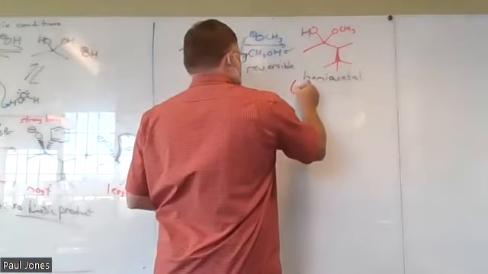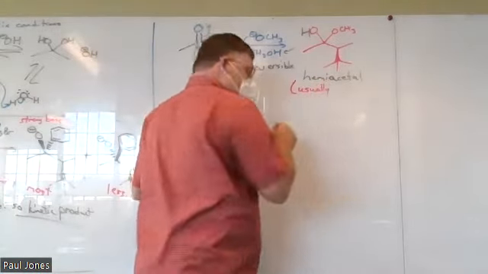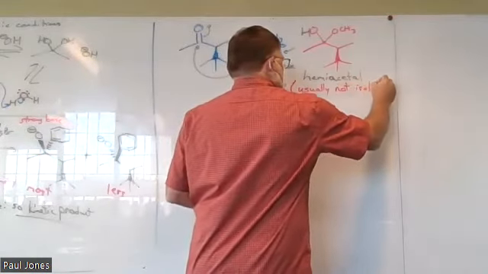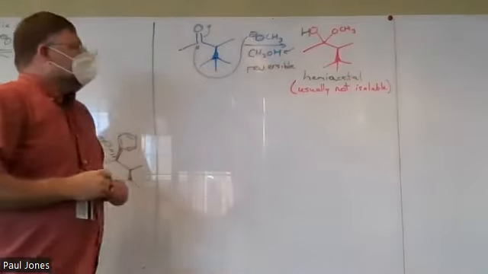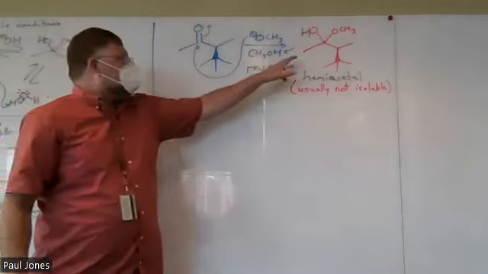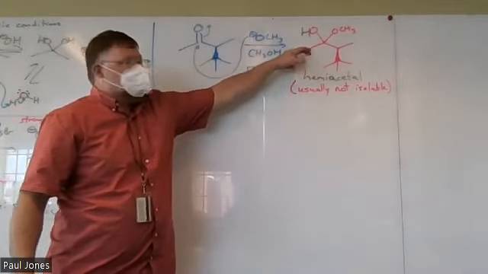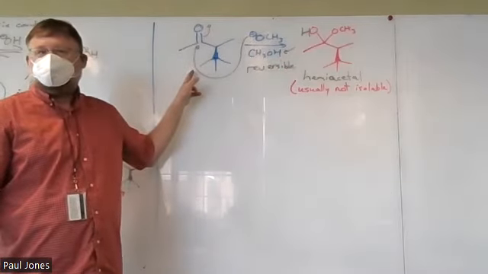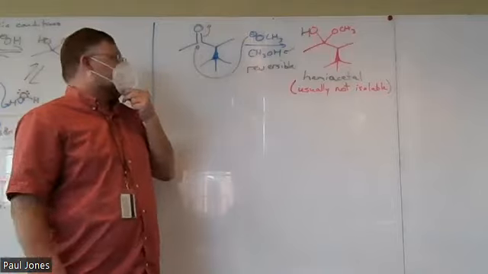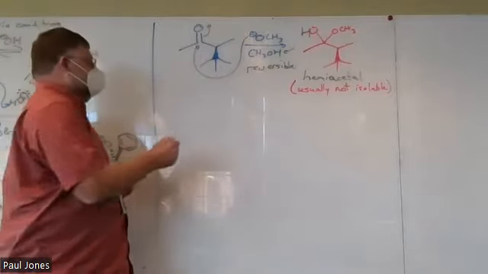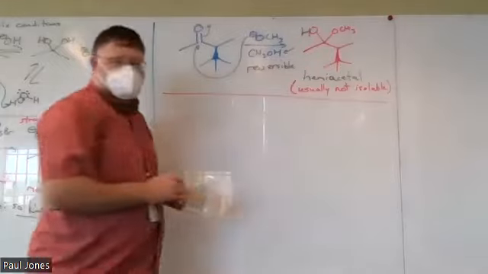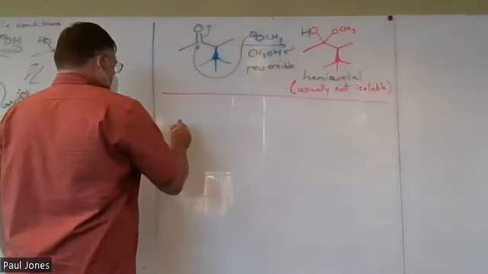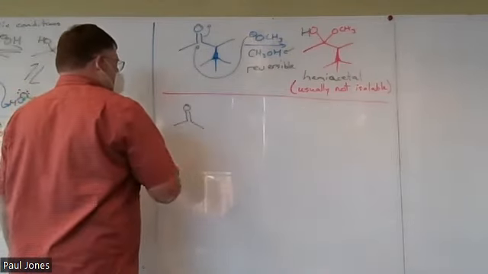Usually, and when I say usually in this class, I mean always, well, until we get to carbohydrates, that is usually not isolable. This hemiacetal is either going to go on to the acetal or it's going to come back to the carbonyl. But you can make it under basic conditions. You can't make an acetal under basic conditions. I'm going to go back to acetone just to keep us from drawing lots of molecules.